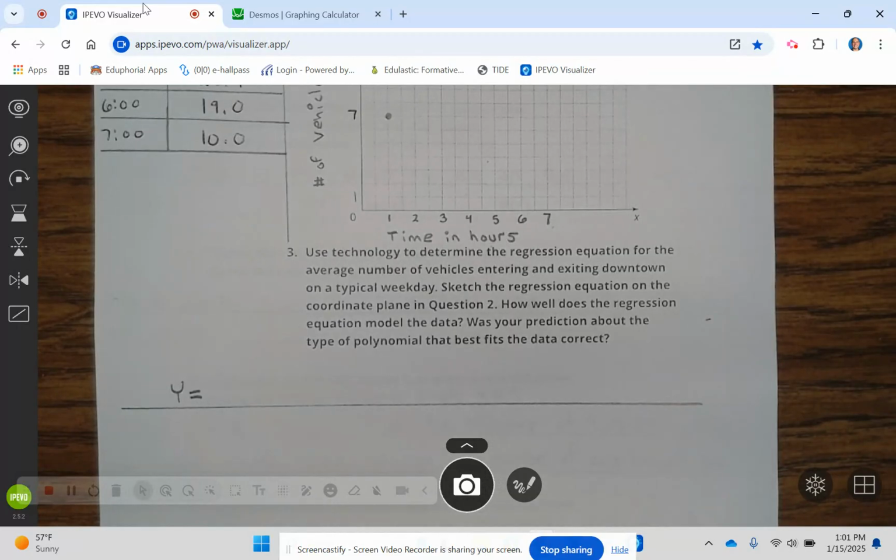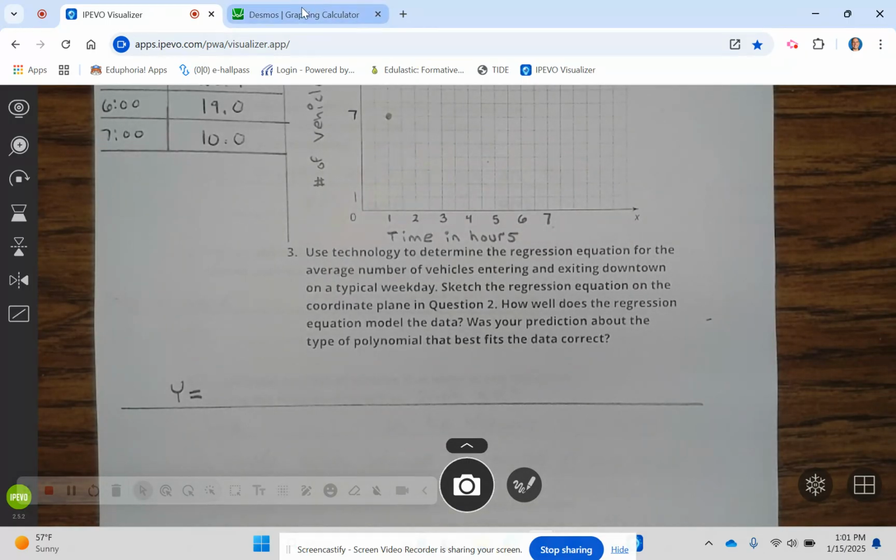3. Use technology to determine the regression equation for the average number of vehicles entering and exiting downtown on a typical weekday. Sketch the regression equation on the coordinate plane in question 2. How well does the regression equation model the data? What is your prediction about the type of polynomial that best fits the data?